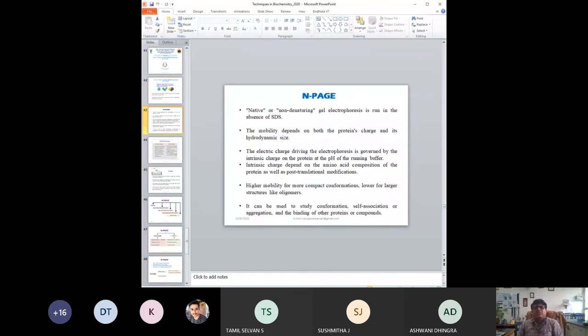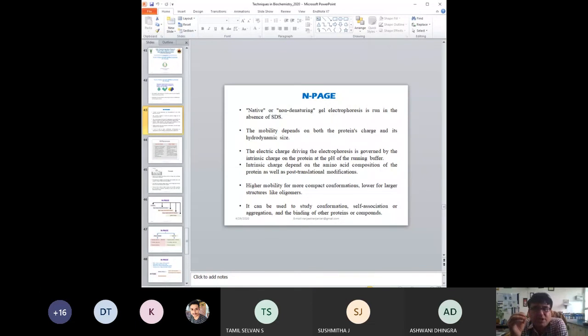So this is brief information about the native phase. If I use the term SDS phase minus SDS, it is native phase. In SDS phase, if you recall, we are using SDS in the gel also and in the buffer also, but in the case of native phase, we are not using SDS. So SDS phase excluding SDS is basically native phase. That's why in the first sentence I've written native or non-denaturing gel electrophoresis.